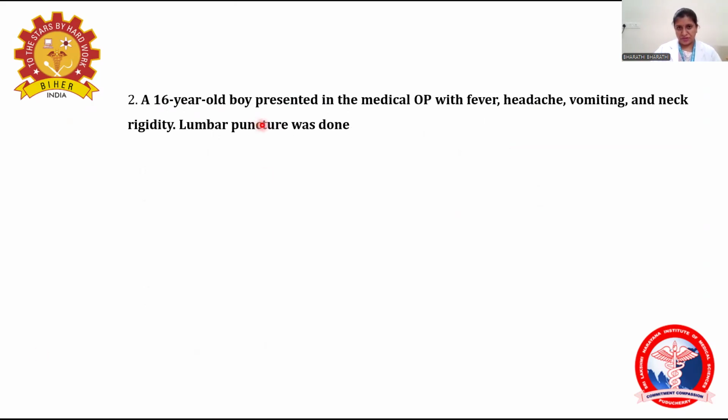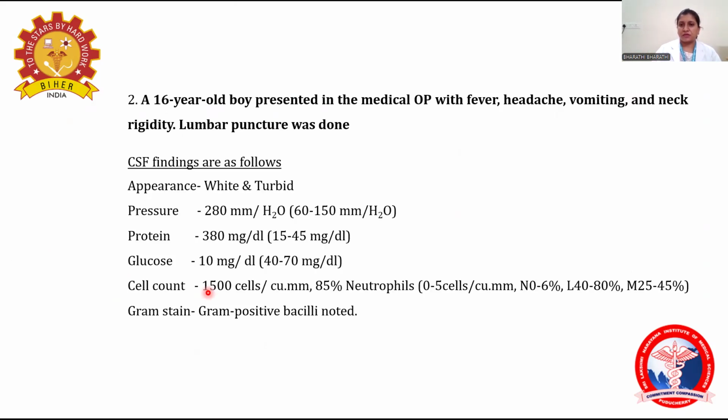A 16-year-old boy presented to the medical with fever, headache, vomiting, and neck rigidity, and a lumbar puncture was done. So the age is younger, and he presented with fever, headache, vomiting, all signs of inflammation. And what are the CSF findings? The CSF is white and turbid, pressure is 280, it's very high. Protein is very high, like 380 mg/dL.